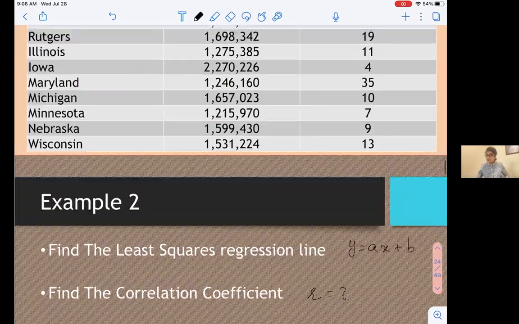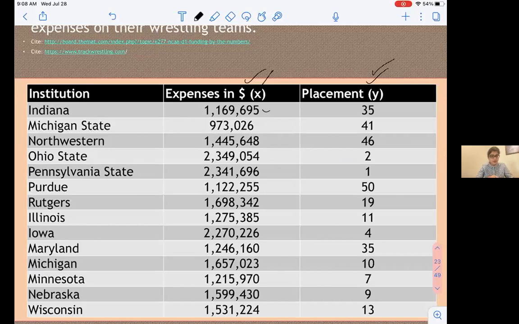So on your calculator, you have to go to stat, press edit, and then you have list one and list two. On list one, you will write down all the values of X, and I have already entered all the values of X in L1, and in L2 I have the value of all the placements for the colleges. So this is what you have to do. I have already entered list one as X and list two as Y.